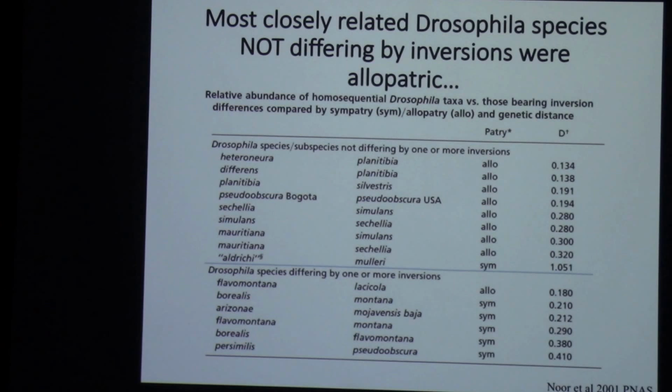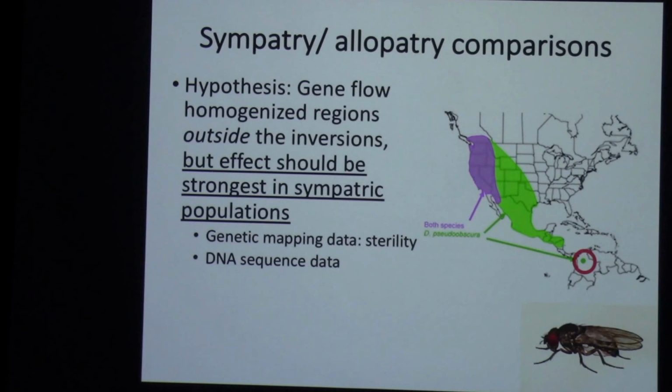Now, this is, of course, a cross-species study. We wanted to look at this more precisely. So in doing this, we thought it would be good to do a sympatry-allopatry comparison within species. So that's what we did. Our hypothesis is that, again, the gene flow has homogenized regions outside the inversions. But this effect should be strongest if you're looking at sympatric populations.